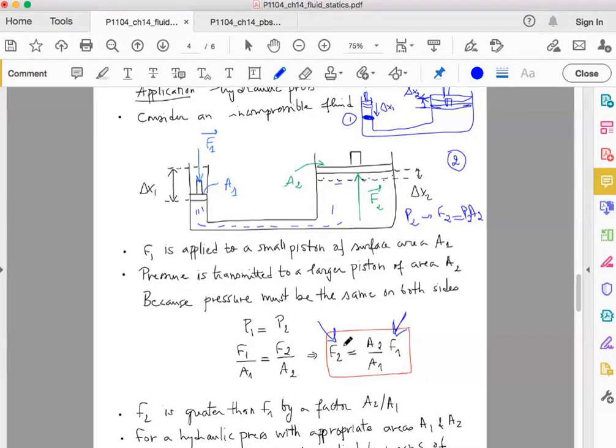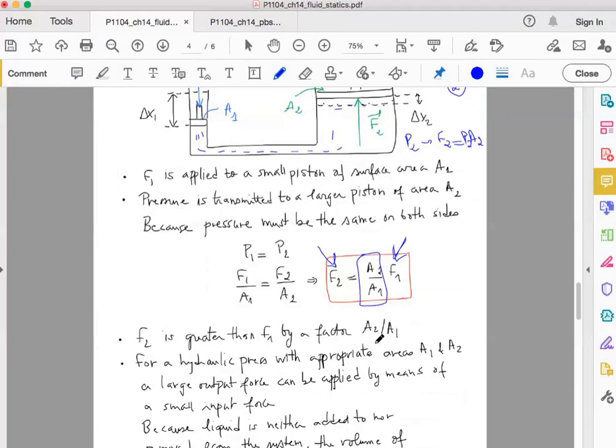The more you increase A2, the more this ratio increases, and the more you decrease A1, the more this ratio increases. So you can control the factor by how much you want to magnify F2 compared to the input force F1 by controlling A1 and A2. So for a given hydraulic press, if you design it in a given way with the appropriate values of A1 and A2, you will be able to get a very large output force by means of a small input force.